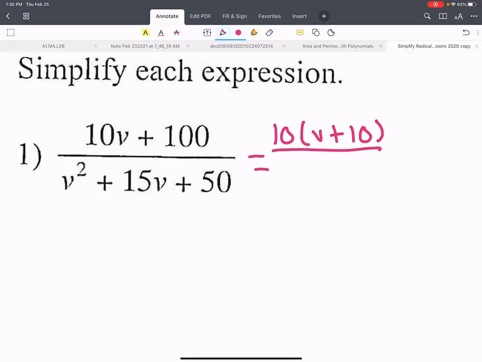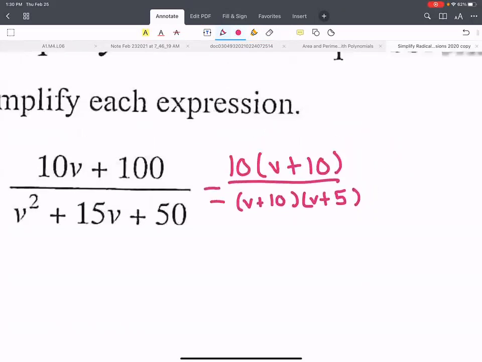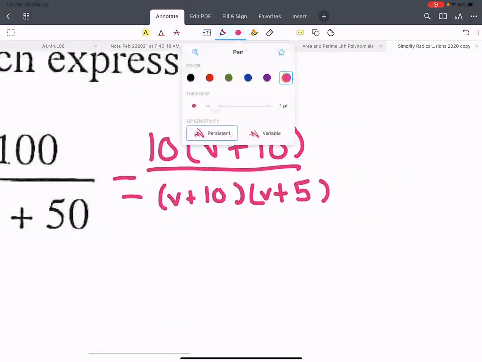I don't have a greatest common factor. I don't have difference of squares. I have a trinomial, 3 terms. So I'm going to go straight to 2 binomials. I'll use V and V because I have V squared. I'm trying to think of factors of 50 that would multiply to give me 50, but could add to give me 15. 10 and 5. Excellent. And what sign should I use? Plus and plus. Okay. So that's all stuff we already know.